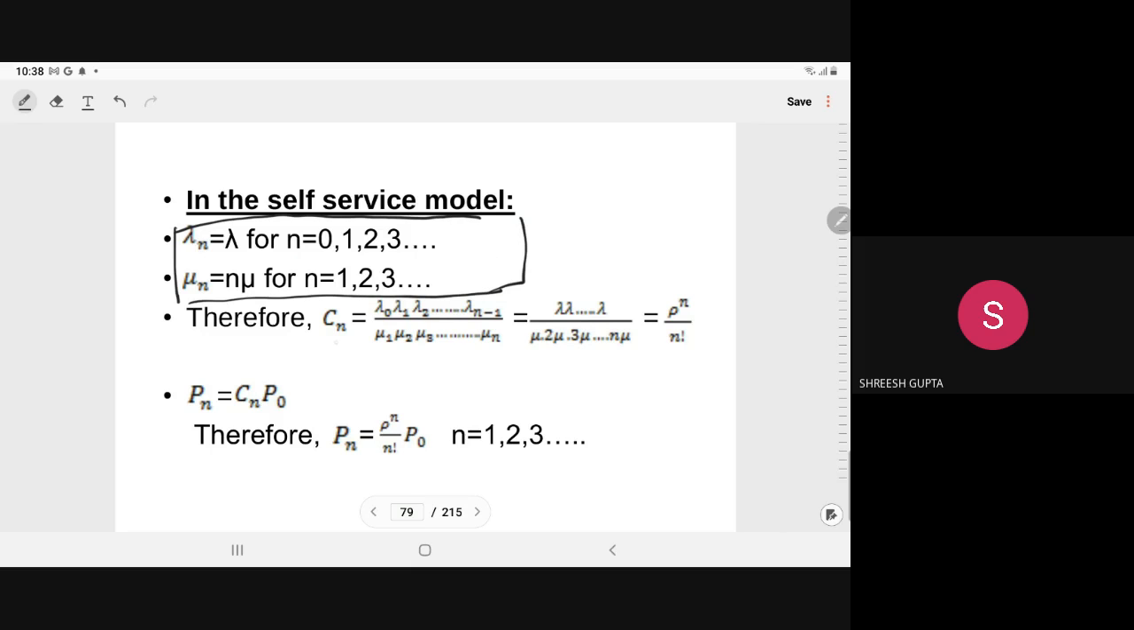So from here we have computed the Cn. We need not go for the steady state equation or transient state equation. Directly from the birth and death process, we know the solution Pn is equal to Cn into P naught, where Cn is equal to lambda naught, lambda 1, lambda 2, ..., lambda n minus 1 upon mu 1, mu 2, ..., mu n. So if you put the value, you will get the required steady state probabilities for all n.